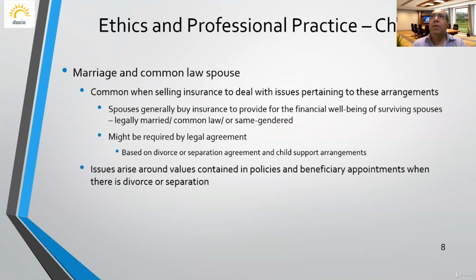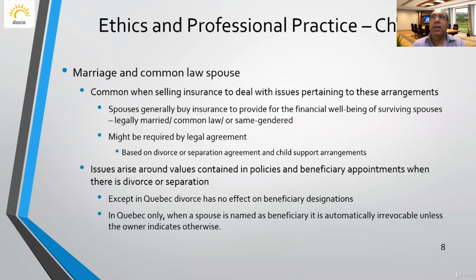Then we have marriage and common law spouse. This is common when you're selling life insurance, and you will probably have to deal with these, so understanding them matters. Spouses usually buy insurance to provide for financial well-being, and legally they can be married, they can be common law, they can be same-gendered also. It's legal here in Canada.